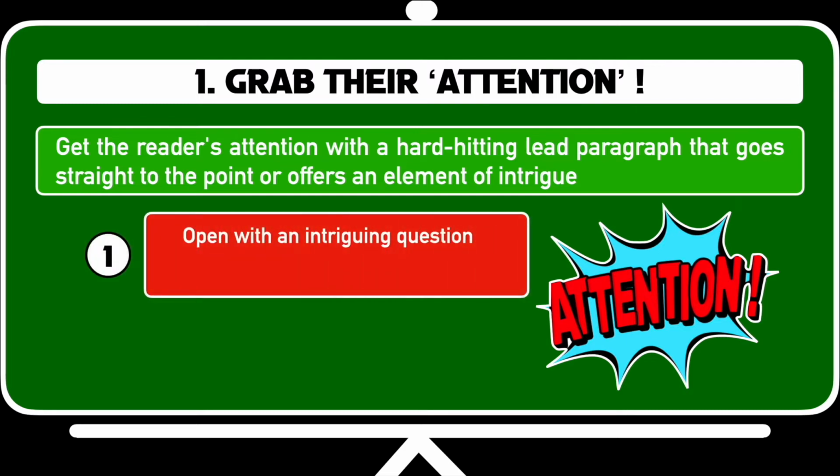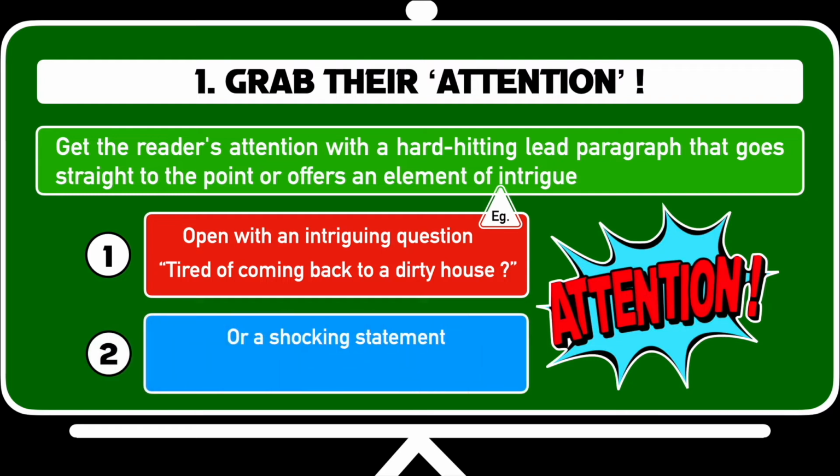The most common way is to open your letter with an intriguing question. For example, you can say something like, "Tired of coming home to a dirty house?" And I'm sure a lot of people are going through the same kind of problem because they're too busy to work and clean their house at the same time.